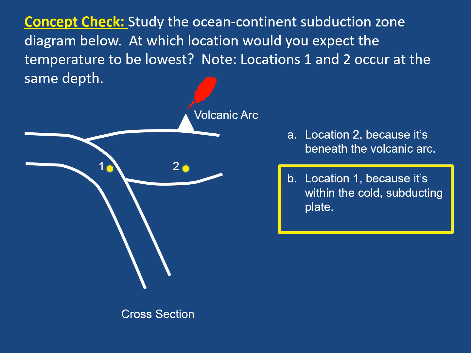All right, hopefully you picked location 1, because again, location 1 is in the cold subducting plate, as opposed to location 2, which is in the non-subducting plate. So even though locations 1 and 2 occur at the same depth, the rocks are cooler at location 1 than at location 2, because at location 1, they're embedded within the subducting plate, which is cooler to begin with.